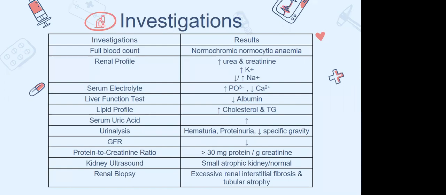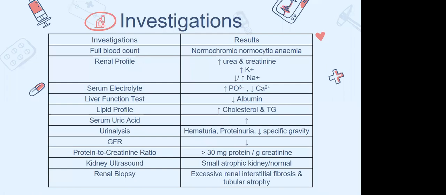In urinalysis, we look for evidence of hematuria and proteinuria. Next, we calculate the GFR, and from the GFR we stage the chronic kidney disease, and we also take the protein to creatinine ratio. Usually it is more than 30 milligram protein per creatinine.